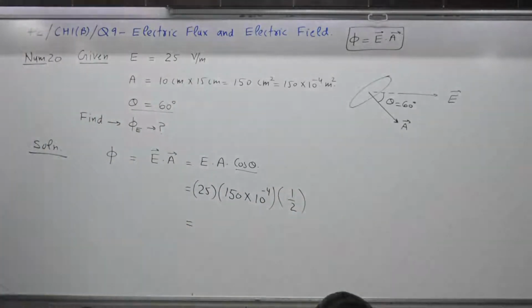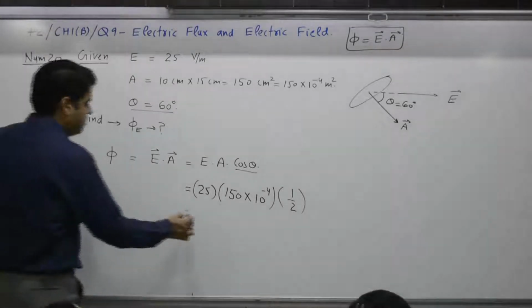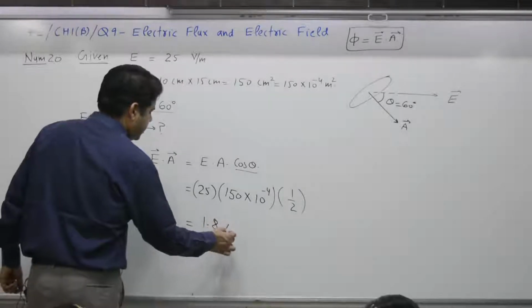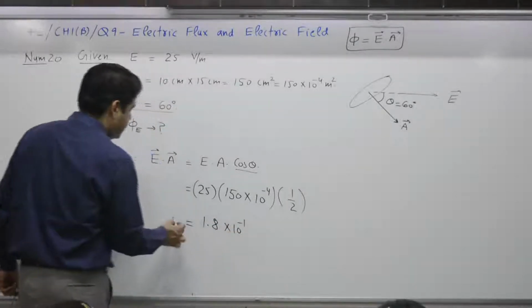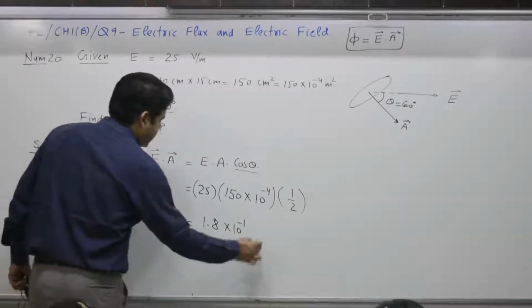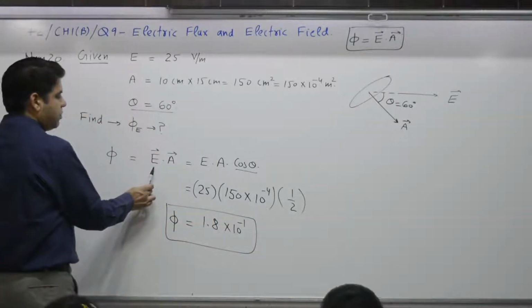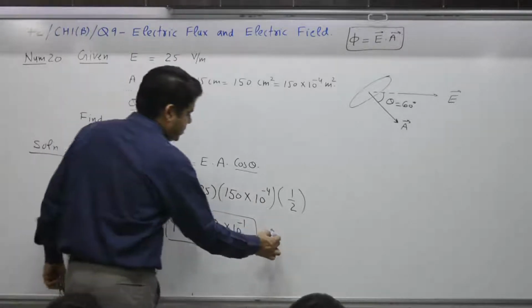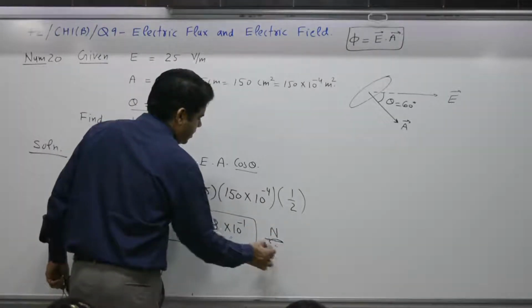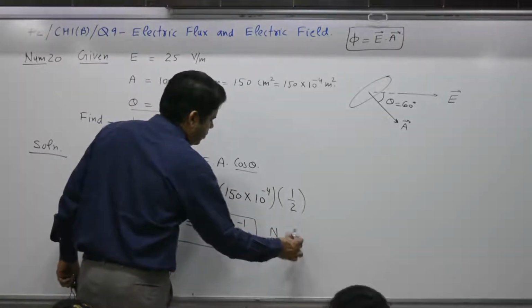Comes out to be what? 1.8 into 10 raised to the power minus 1. SI units, you can write this as SI unit. This is what? Newton per coulomb, this is meter square. So SI unit you can write Newton per coulomb into meter square.